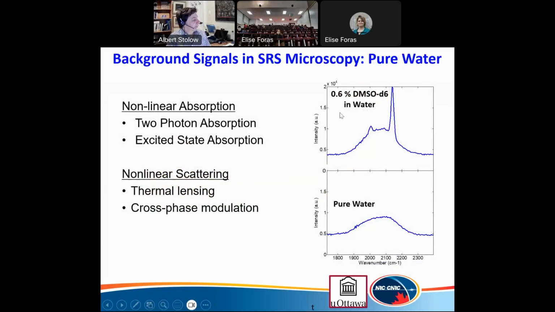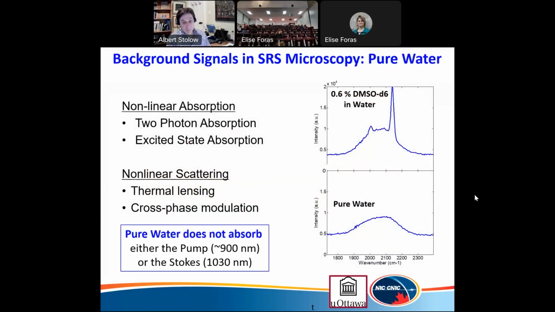I told you that for the case of DMSO in water, we seem to have this background, and we see it even in pure water. Pure water doesn't absorb, not at the wavelengths we're using: 900 nanometers for the pump and 1030 nanometers for the Stokes. Water is transparent. There's no two-photon absorption. There's no excited state absorption. Because there's no absorption, there can be no thermal effect because that requires light to be absorbed. So the only term left is what's called cross-phase modulation. So we believe that this term that is coupling the two beams together in pure liquid water is cross-phase modulation.